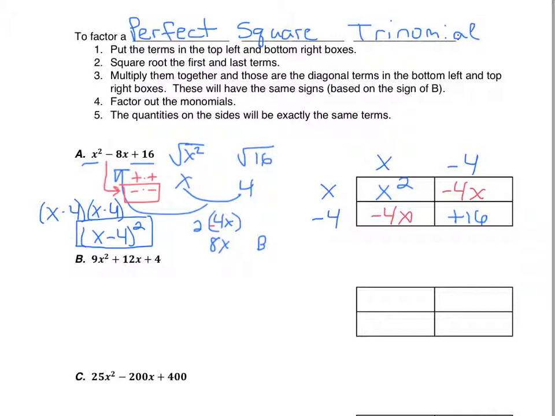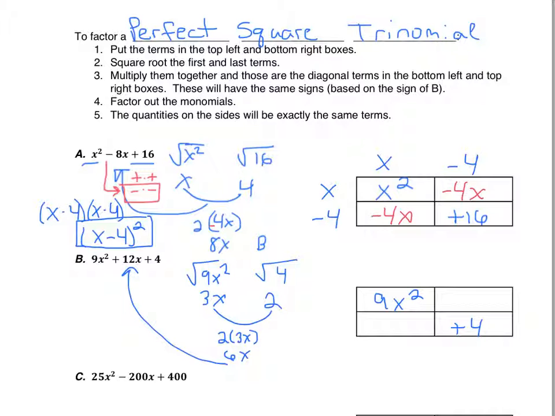Letter B, I have 9x squared, and I have positive 4. And then if I square root 9x squared, I have 3x. And if I square root 4, I get 2. Then if we multiply those together, 2 times 3x, I get 6x. And if I double that, do I get 12x? And I do. So I know that it's a perfect square. Now this is a positive 4, so it's either a positive times a positive or a negative times a negative, but my b term tells me that it is positive and positive.